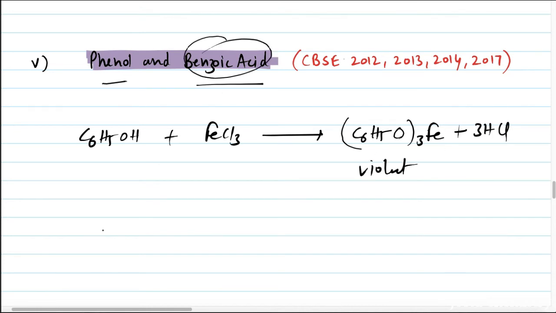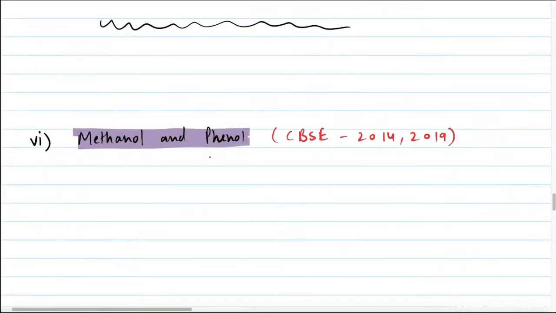And you have to write down what? Benzoic acid does not confirm this test. CBSE 12, 13, 14, 16, my god, 17.